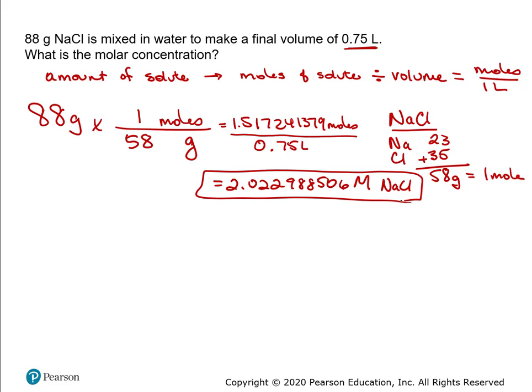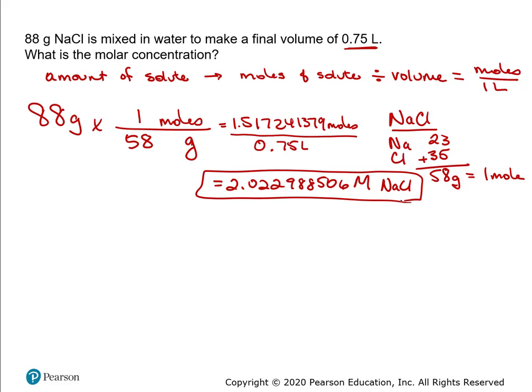So in doing the math, I got 2.022988506. Now instead of just saying moles per liter, I can use that capital M. That's the molar concentration. That capital M is saying the same thing as moles per liter. It's telling me how many moles of sodium chloride is dissolved per liter of solution.